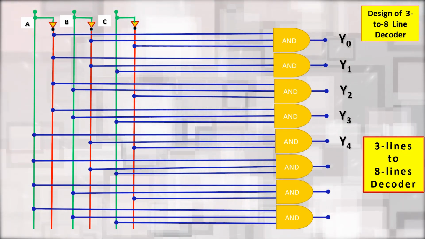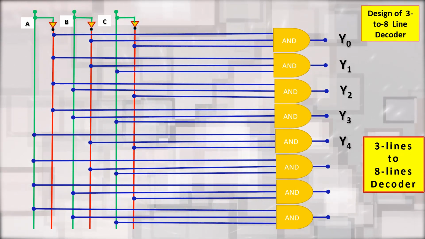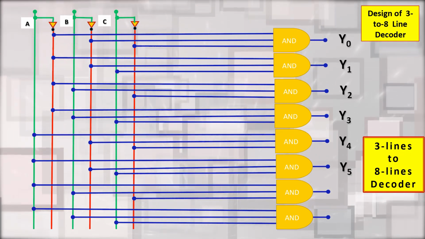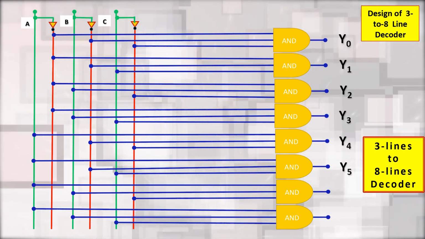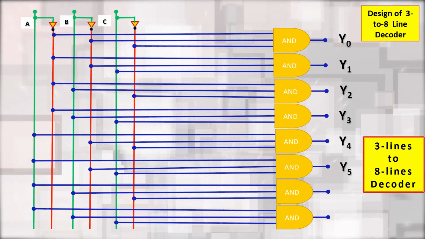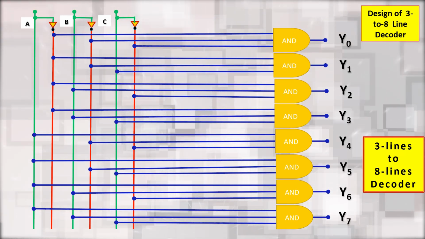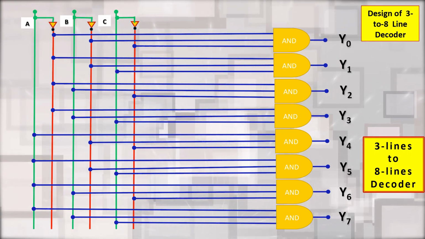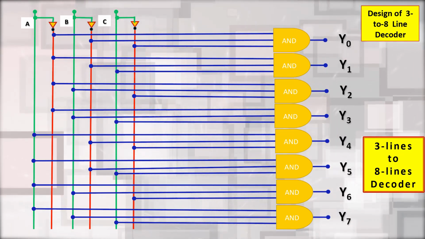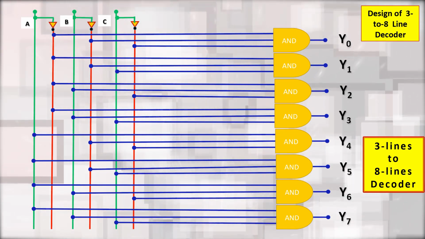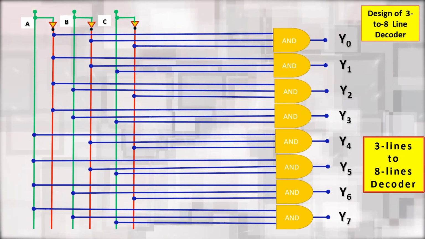Accordingly, for the next 6th and 7th AND gates, A and B, in addition to that C bar is also connected, so that we will get Y6. And for the Y7 output, A, B, C are connected. So, accordingly, the design is done for the 3 to 8 decoder, and we will get the output correspondingly as the input is present.